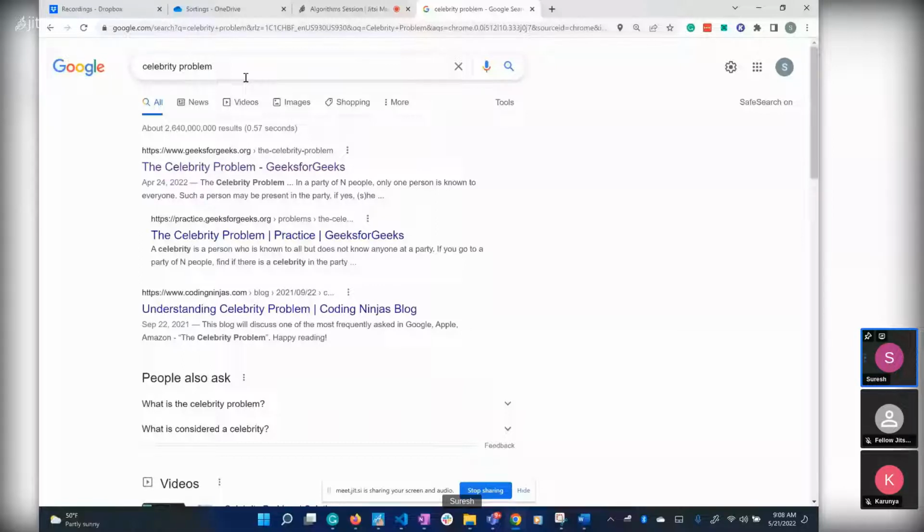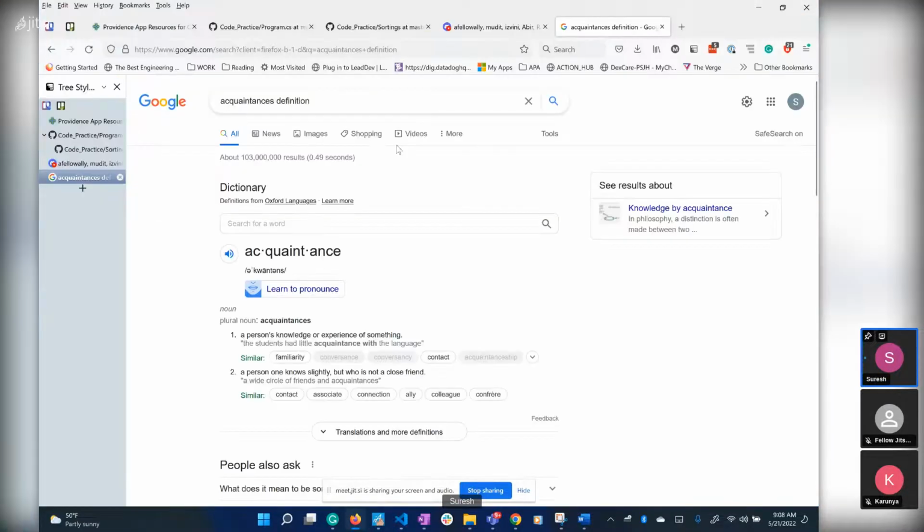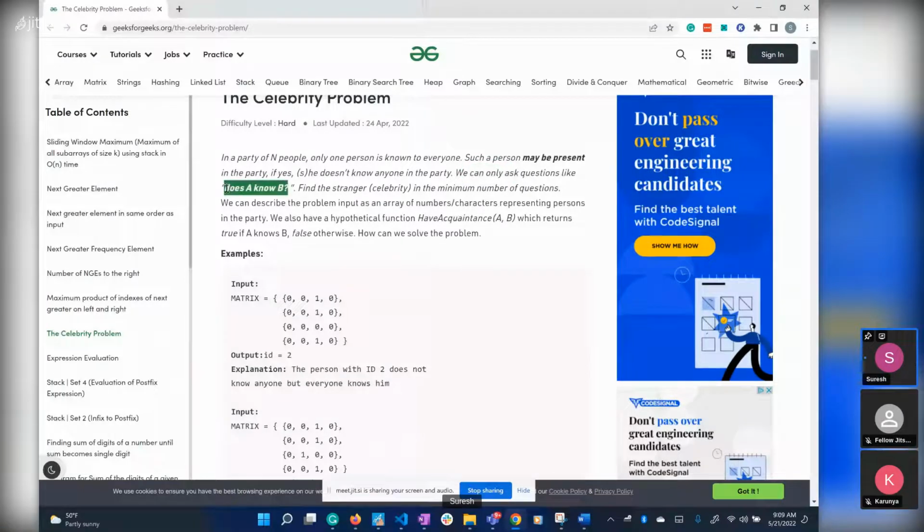But let's look at the way I solved this problem. Of course, it's not something I found somewhere. So now let's see how to solve this problem. Let's take a real life example, we are not going to solve a computer problem. Now these guys are there. Now we need to ask the exact same question like this guy said, right? We can only ask the question like this: does A know B? So we can ask this question and figure out the celebrity.